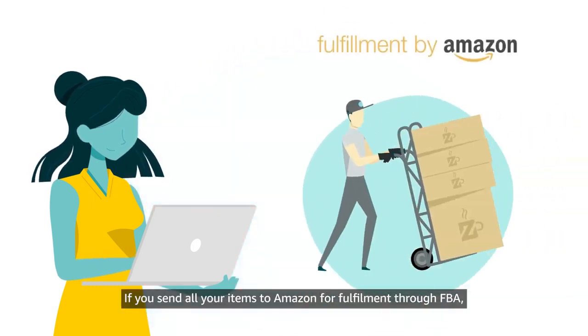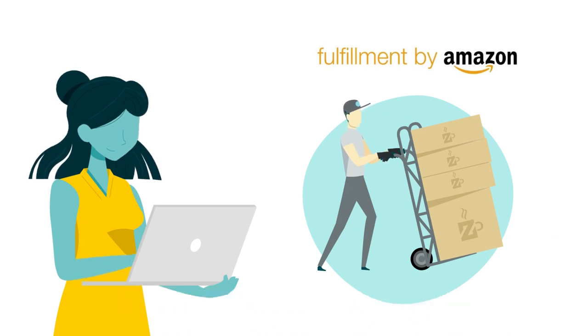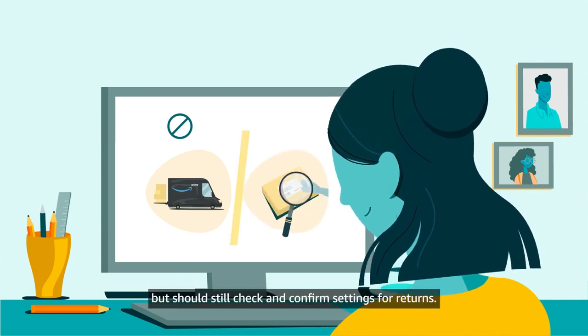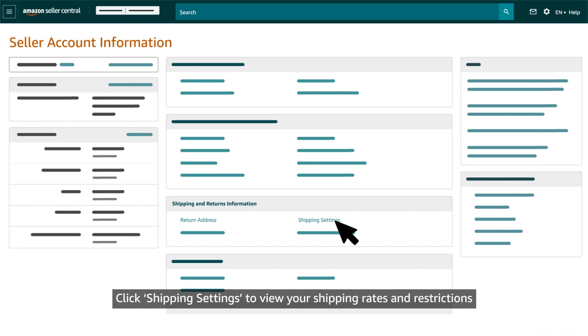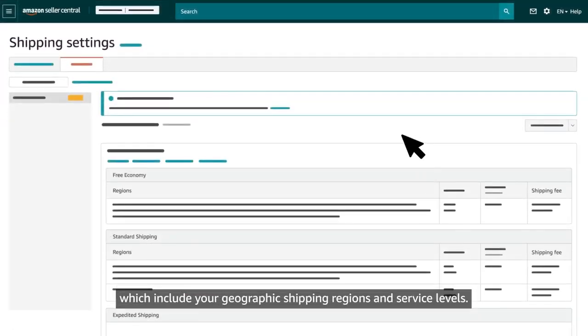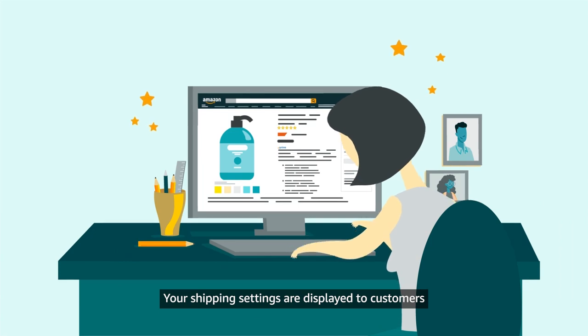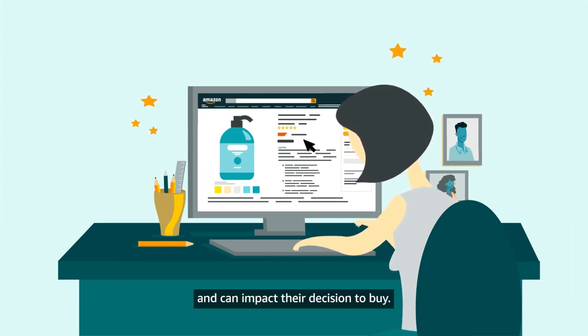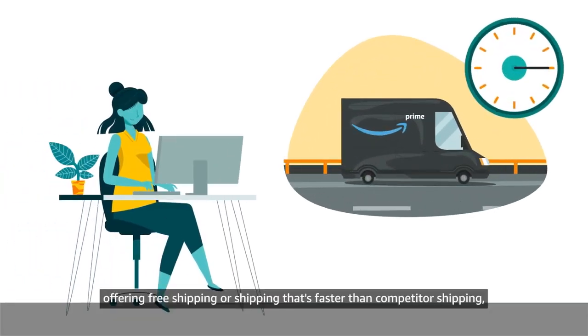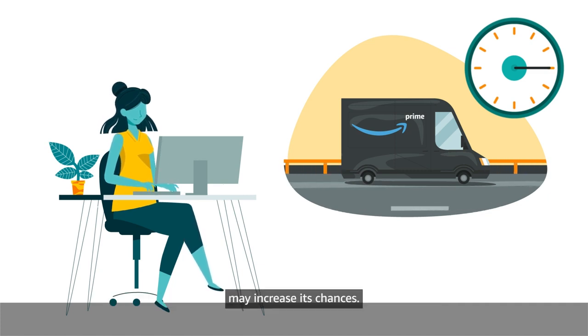If you send all your items to Amazon for fulfillment through FBA, you won't need to configure shipping settings, but should still check and confirm settings for returns. Click Shipping Settings to view your shipping rates and restrictions for seller-fulfilled orders, which include your geographic shipping regions and service levels. Your shipping settings are displayed to customers and can impact their decision to buy. Shipping settings can also impact your item's chances of becoming the featured offer. For example, offering free shipping or shipping that's faster than competitor shipping may increase its chances.